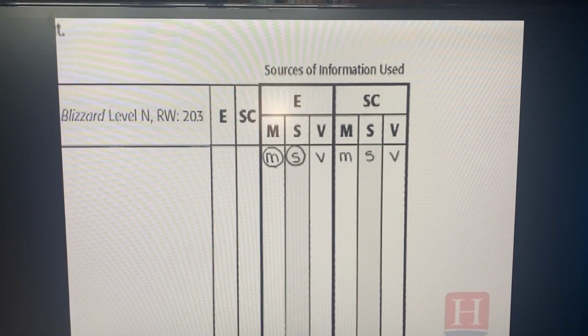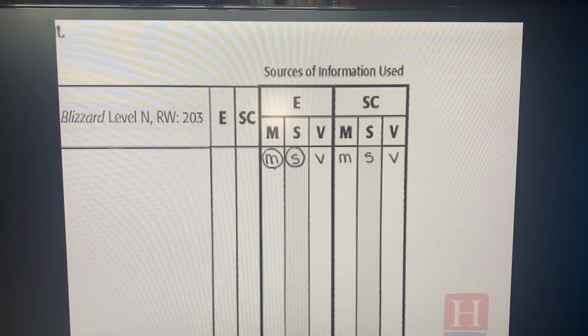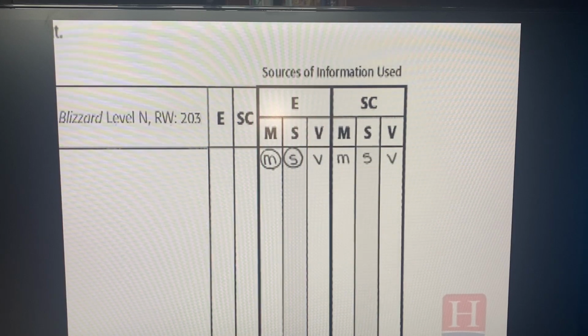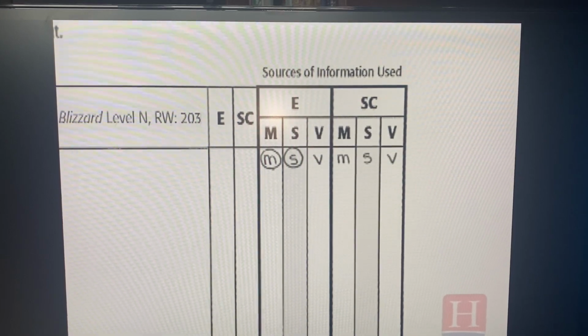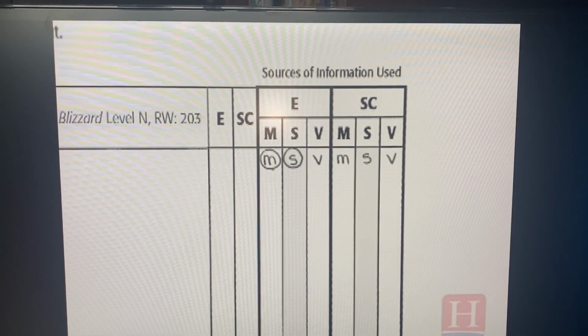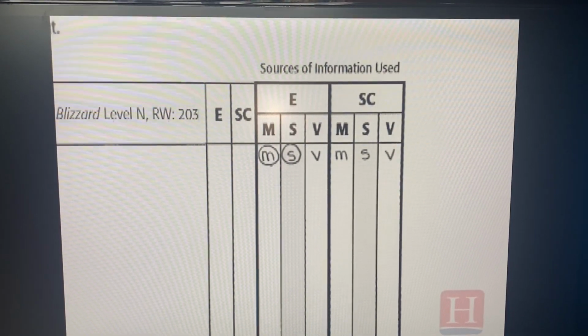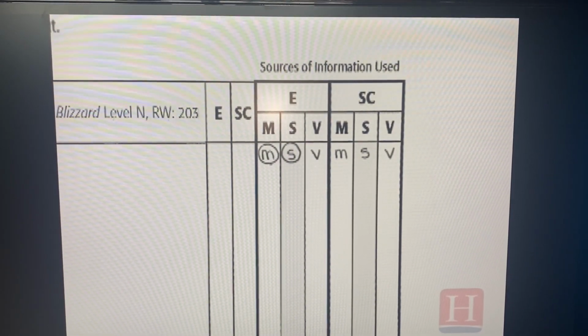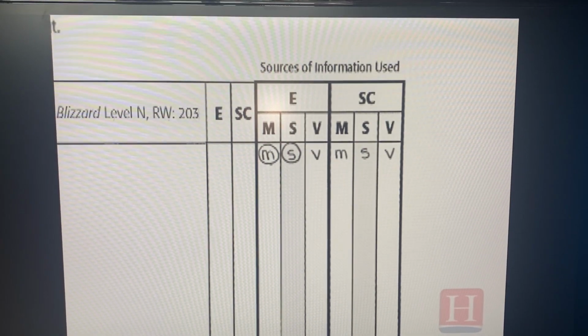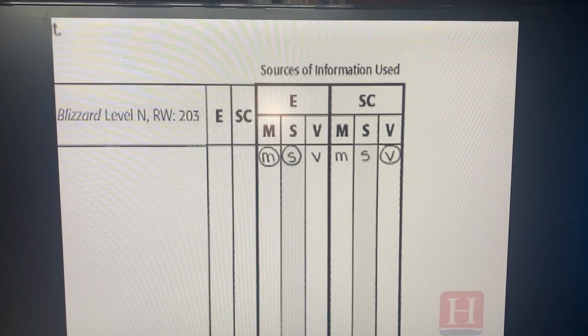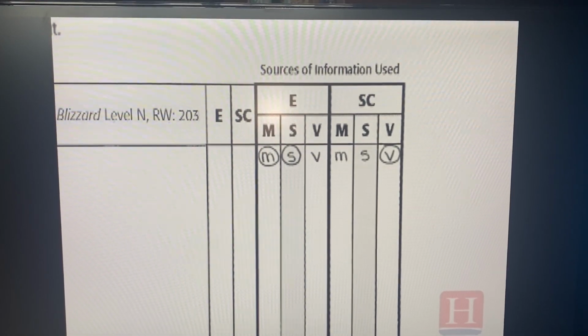So in preparation for analysis of each self-correction the reader made, write M in the M column, S in the S column, and V in the V column of the self-correction section. When you decide which of the three sources of information probably sent the reader back, circle the appropriate letter in the self-correction column.